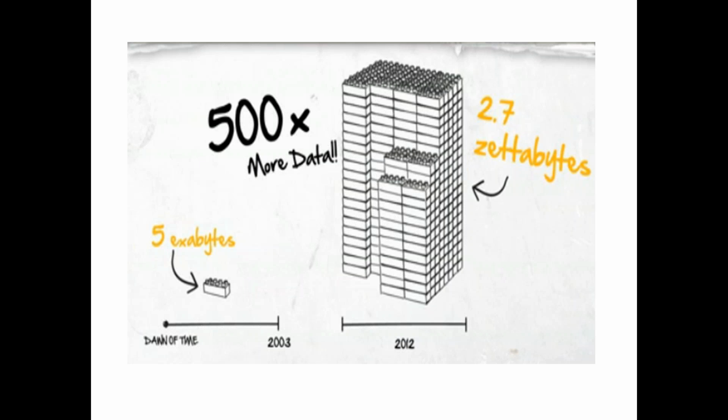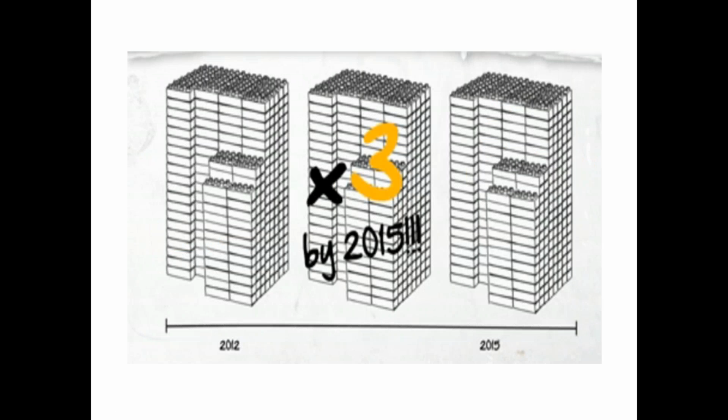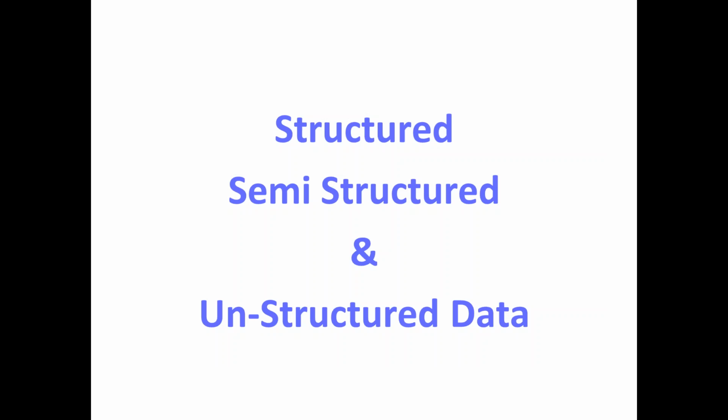Yeah. So from 2003 to 12 it increased a little bit, and till 2012 the whole world's data was 2.7 zettabytes. So it was like 500 times more data than from the dawn of time. You can see only a chunk of data would be present at that point. Later, from 2012 to 2015, it increased thrice from what it was in 2012. It's been increasing exponentially and at a random pace.